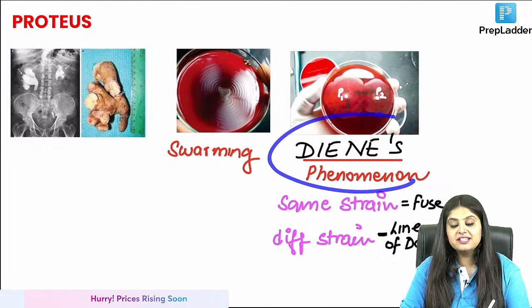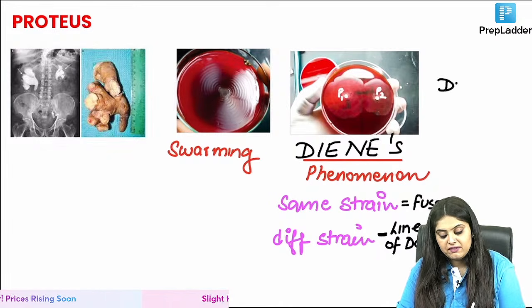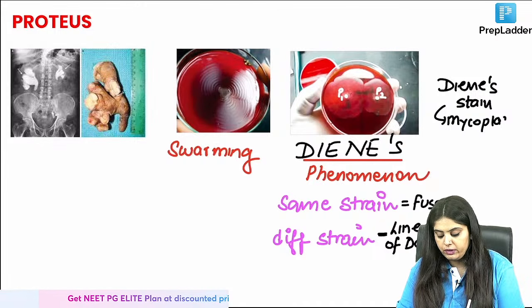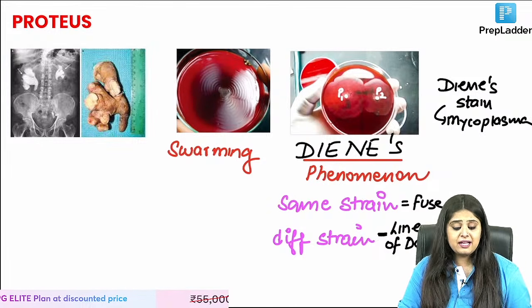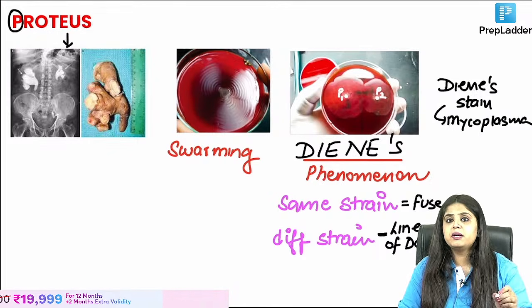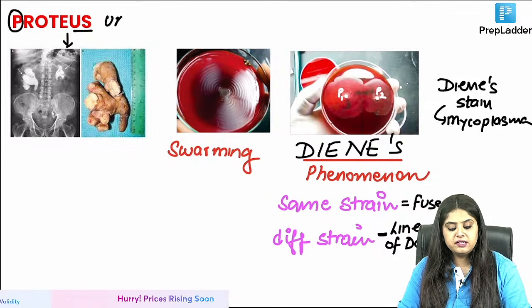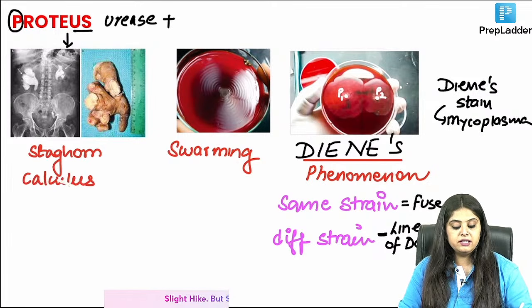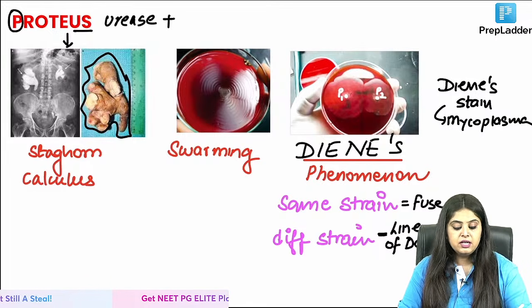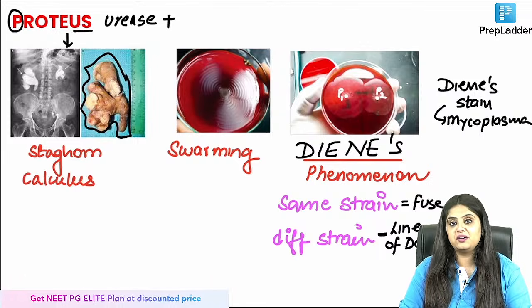In short, that was Dienes phenomenon. And now, if Dienes stain is asked, we are going to answer Mycoplasma. That also we are going to know. Coming back, a surgery question will come: Proteus causes what? I know Proteus is a urease positive organism, and it is going to result in a staghorn calculus, which looks like a ginger, to be very honest. It looks like adrak, but it's actually a staghorn calculus.